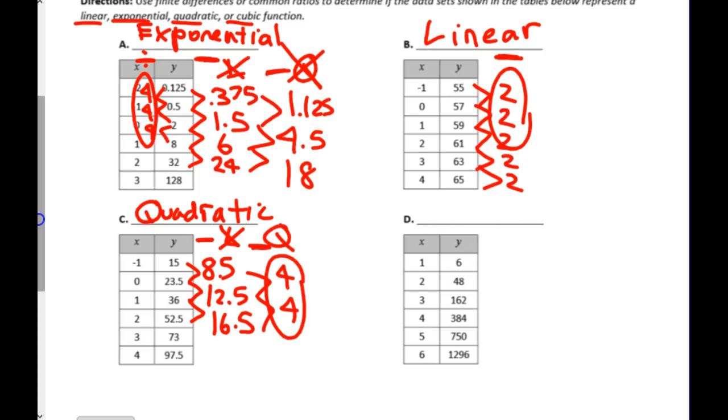Cool. Now, letter D, last one on this section. This is the new one. 48 minus 6 is 42. 162 minus 48 is 114. 384 minus 162 is 222, and we'll do one more. 750 minus 384.